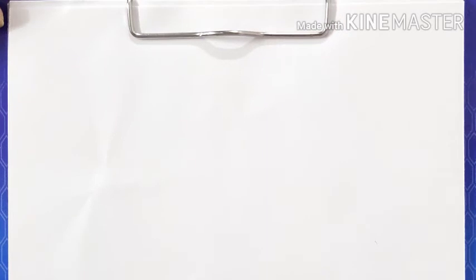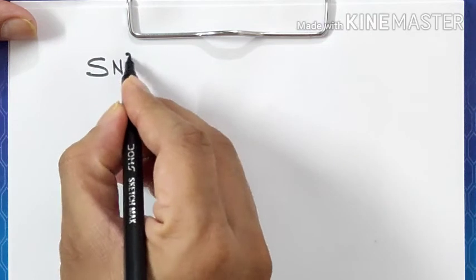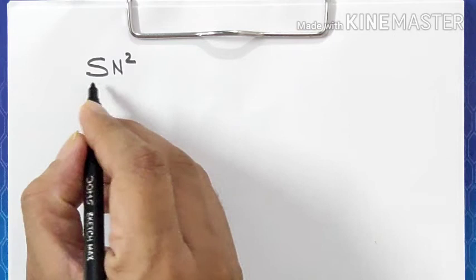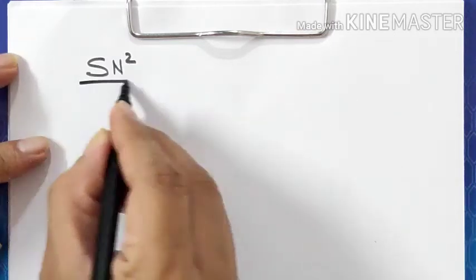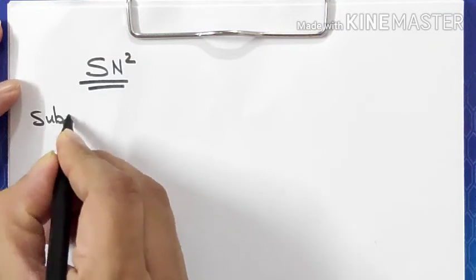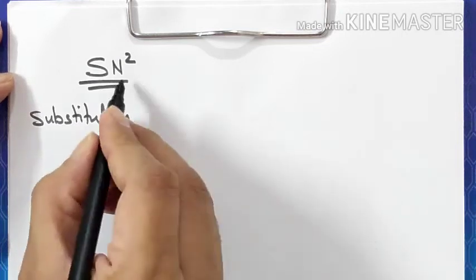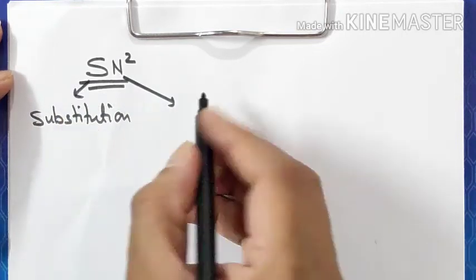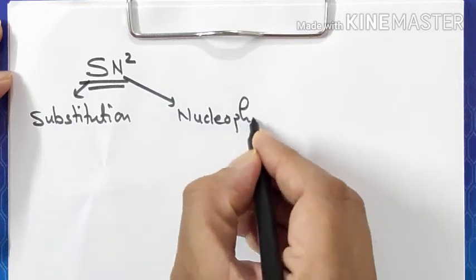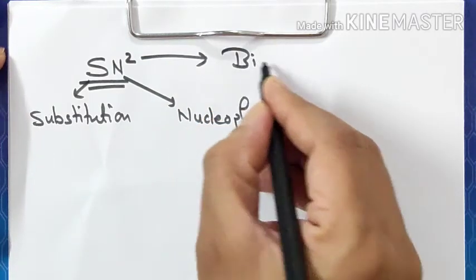Now let's start with the SN2 mechanism. And this is a very important topic. SN1 and SN2 are the most important part of organic chemistry in the textbook. So let's understand. What do you understand by S? S means substitution, right? What do you understand by N? N means nucleophile. And what is 2? This is bimolecular.